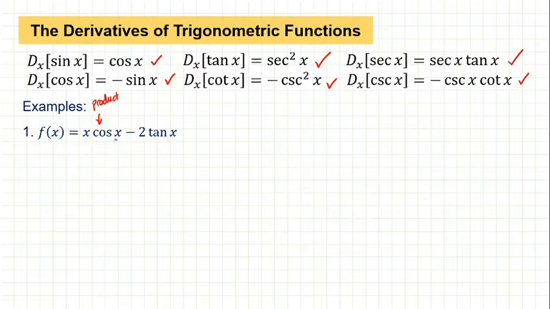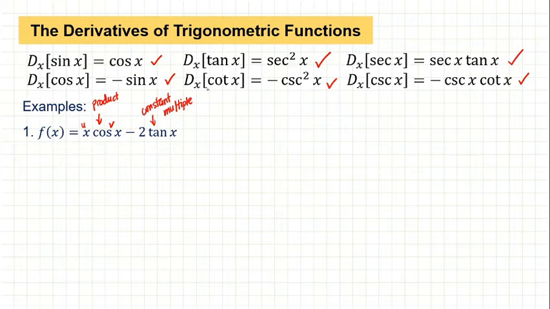Okay, so we will apply the product rule, so you will let your u be x and v be cosine x. And the second one, 2 tangent x, you will just apply the constant multiple rule. Okay, so you have a numerical coefficient and a function tangent x. So constant multiple rule yung gagamitin natin.